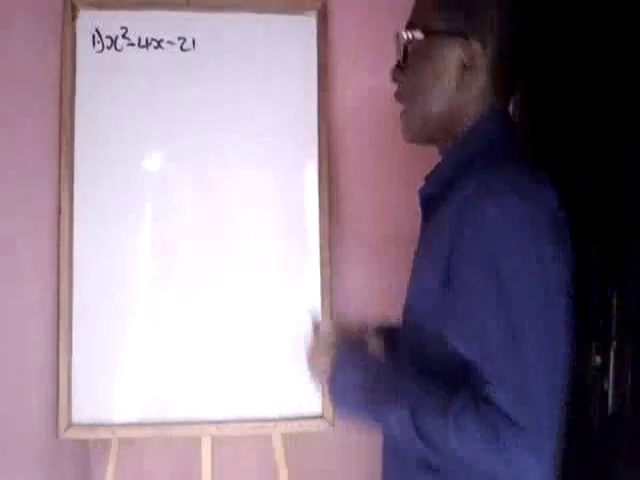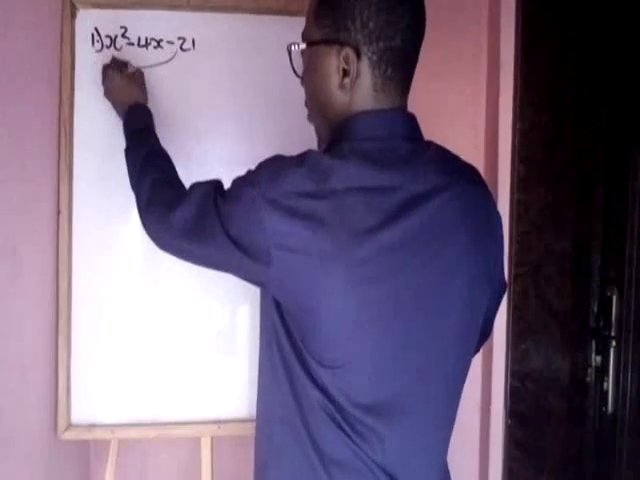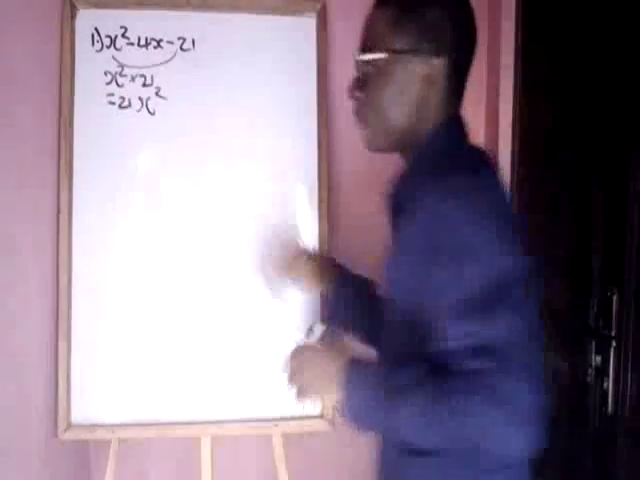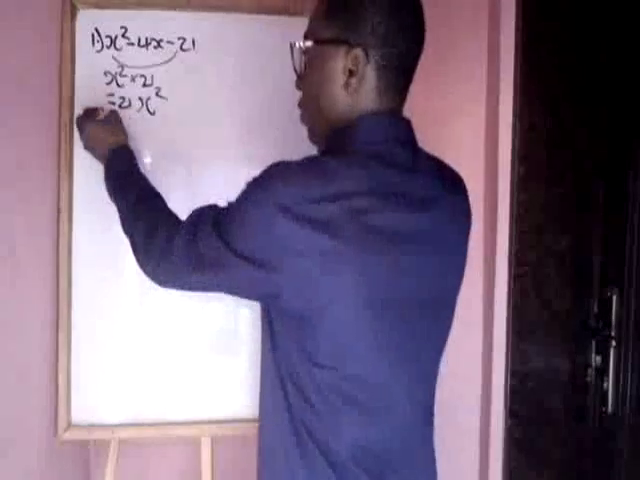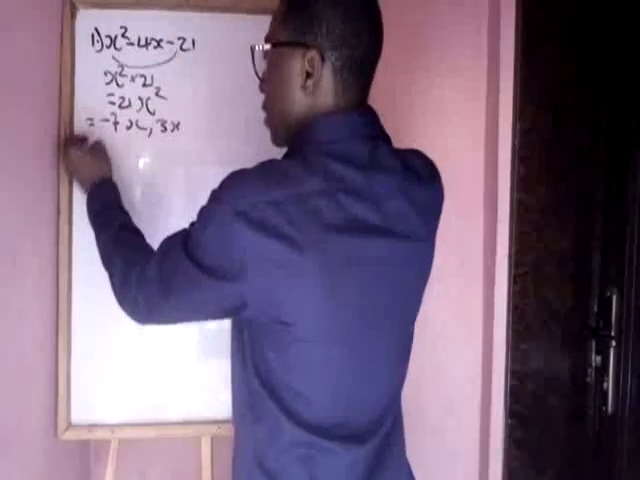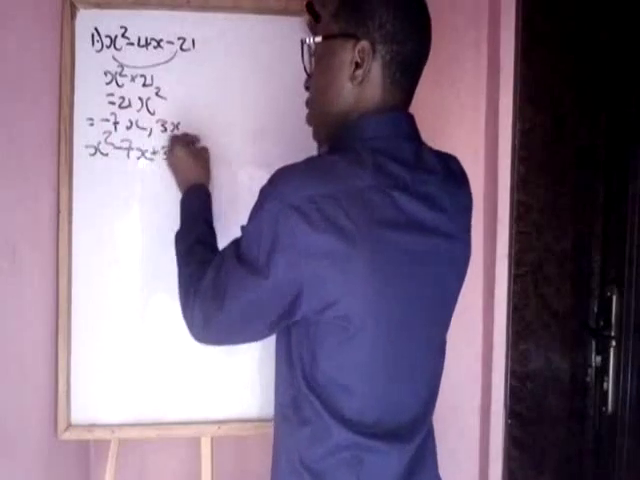So basically, let's multiply the last and first term. That's x squared times 21, that's 21x squared. So we're looking for two factors of 21 that will give us minus 4. By guessing, that should be minus 7x and 3x. So let's plug that in. That's x squared minus 7x plus 3x minus 21.